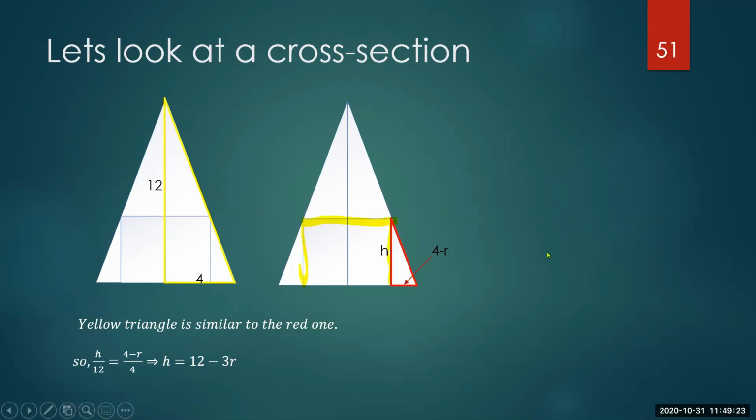And so you can see that the yellow triangle and the red triangle are both similar. So we know that h over 12 has to be equal to 4 minus r over 4. And I hope everyone can see where the 4 minus r came from here. The radius of the base along here, that's 4. The radius of the cylinder is r, so the base of the red triangle is 4 minus r centimeters.